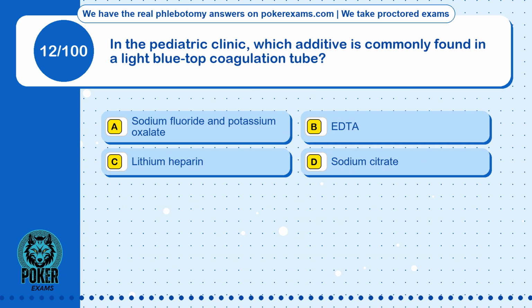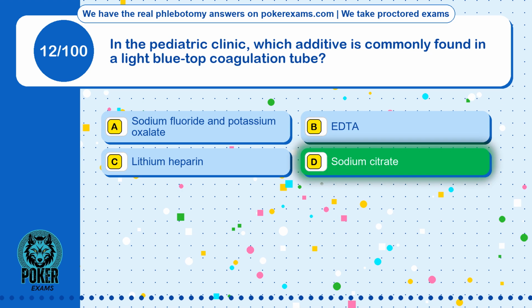Question 12. In the pediatric clinic, which additive is commonly found in a light blue top coagulation tube? Option A, sodium fluoride and potassium oxalate. Option B, EDTA. Option C, lithium heparin. Option D, sodium citrate. The correct answer is option D.